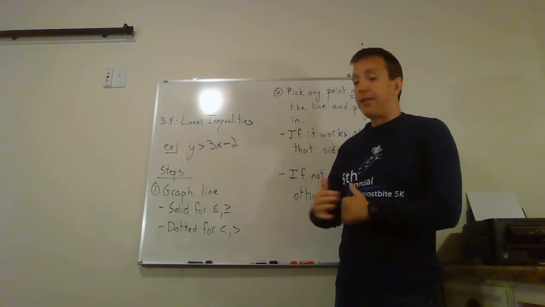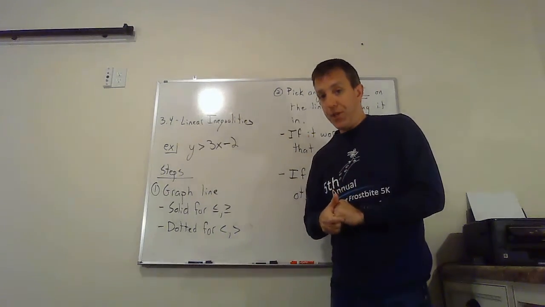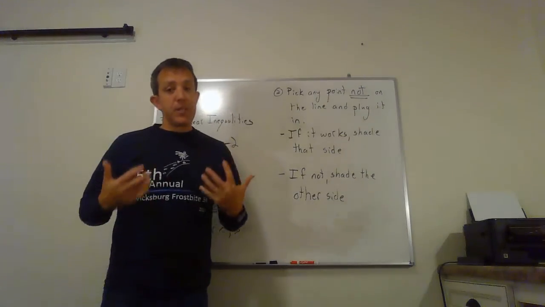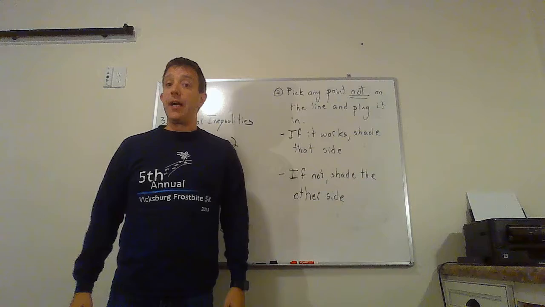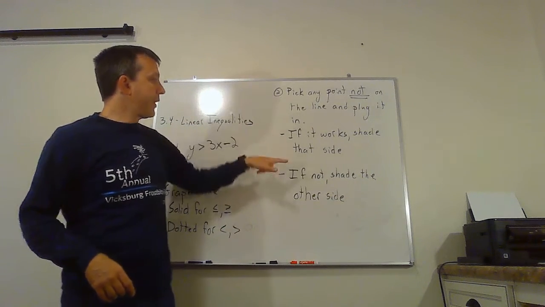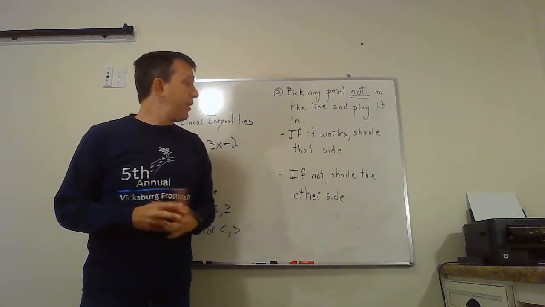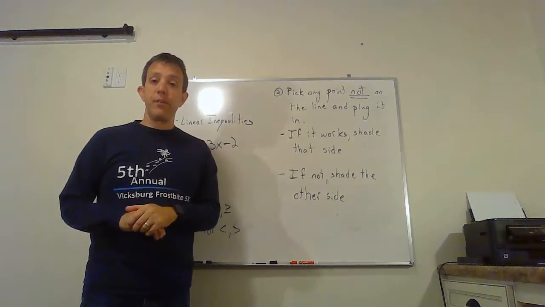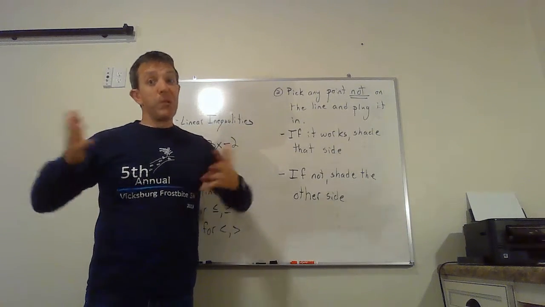Once you have the line, it's time to move on and figure out which side of that line you need to take. It's really straightforward. The easiest way to do it, and the most consistently correct way, is to take any point that is not on the line and plug it into the inequality. If that point works, if it makes a true statement, then we shade the side that point is on. If the point does not work, we shade the other side. One side has to work, and only one side.